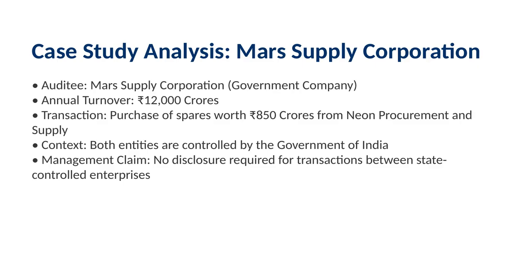We are auditing Mars Supply Corporation, a government company. They've had a massive turnover of 12,000 crores. The core issue is that they bought spares worth 850 crores from another entity called Neon Procurement and Supply, which is also controlled by the Government of India. The company didn't disclose this as a related party transaction, claiming that transactions between state-controlled enterprises don't need disclosure.